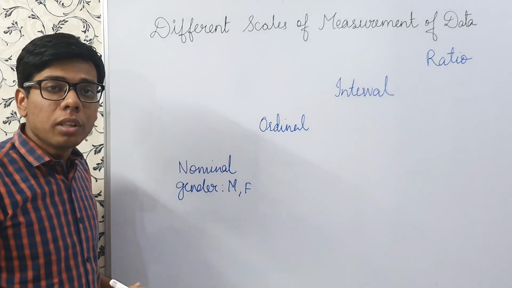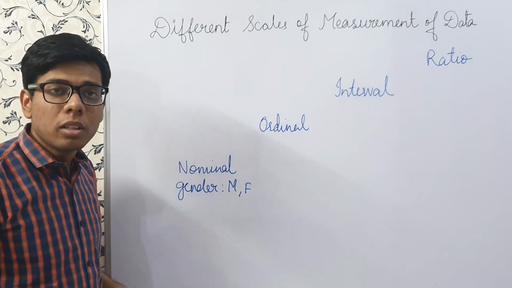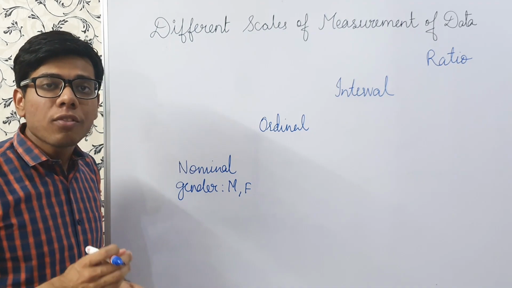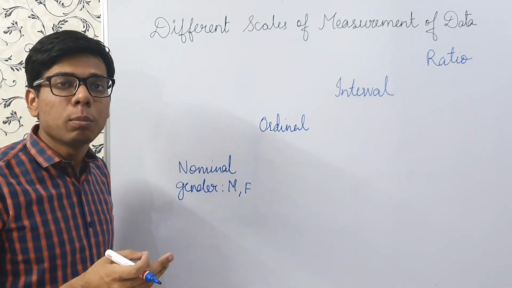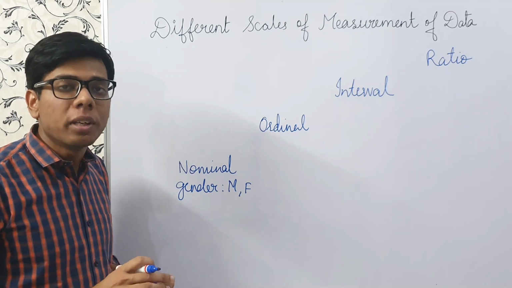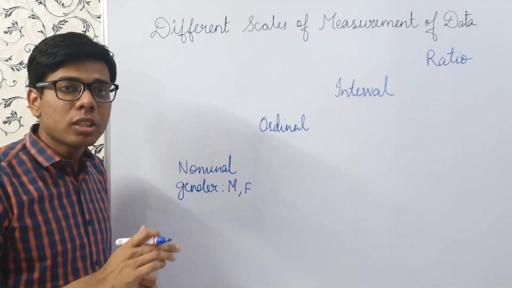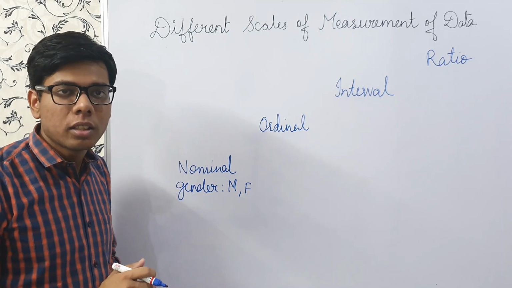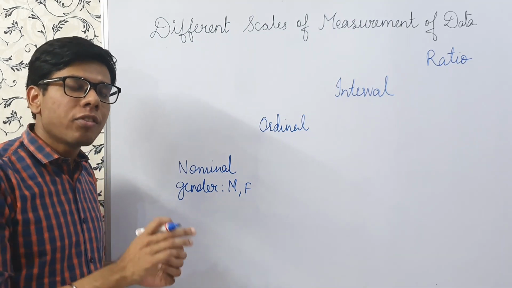Consider another example. In a classroom, we define a variable as the eye color of an individual. That can be blue, black, brown. That is also a nominal variable because it takes values as only categories and each category is different from each other.